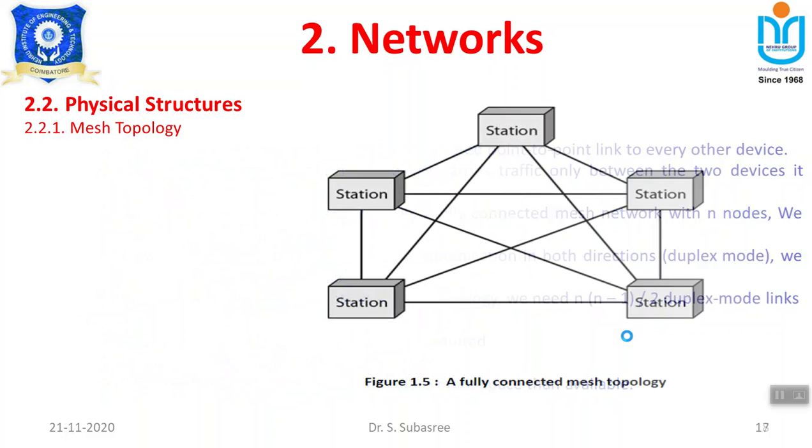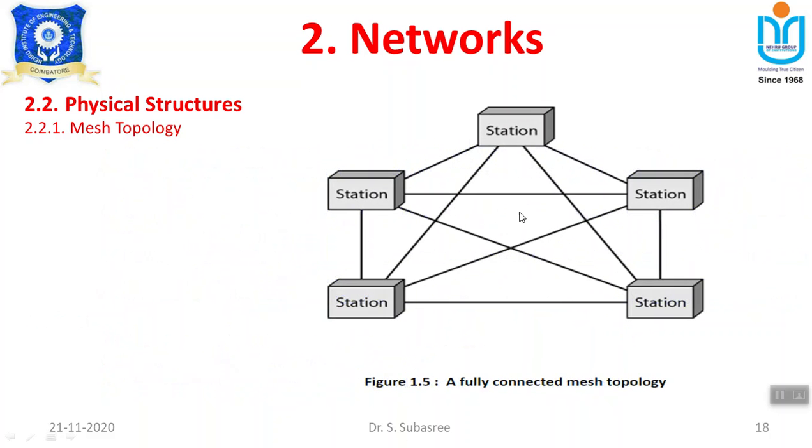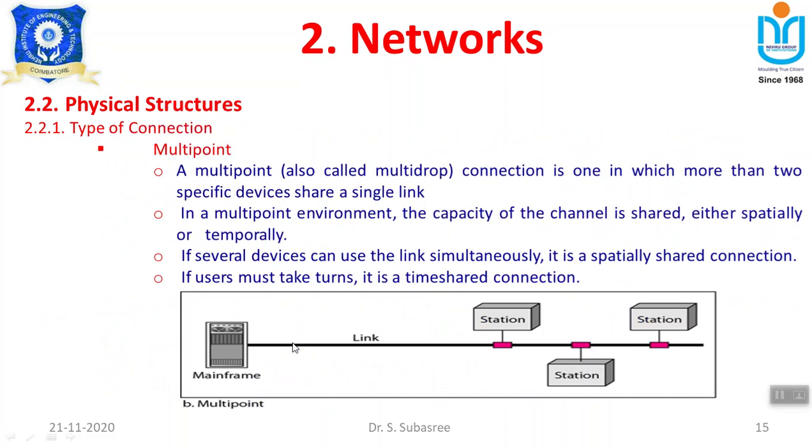So here, as far as this diagram is concerned, how many stations are there? 5. 5 into 5 minus 1, 4. That is 5 into 4 by 2. That is 20 by 2. That is 10 links, because one link is shared by both sending and receiving. Right? And what is the demerit?